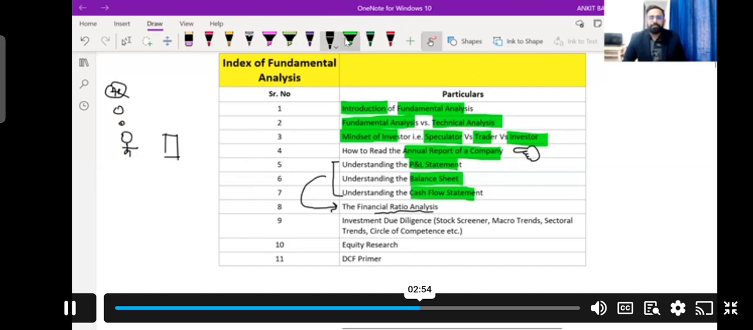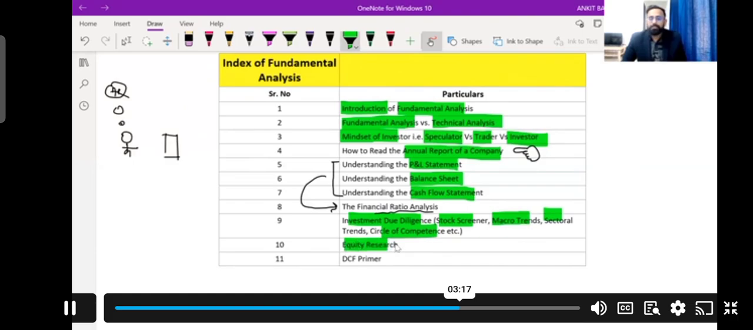After that we will be discussing investment due diligence: how you will analyze if your company is planning to invest in some company. We will be discussing stock screeners, macro trends, sectoral trends, circle of competence, etcetera. All these topics we will be covering in detail.